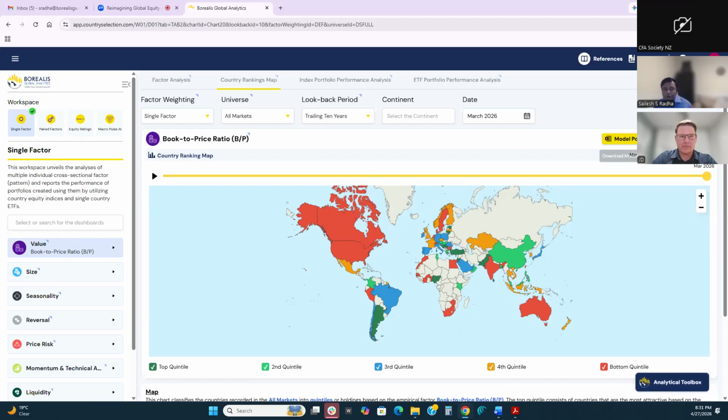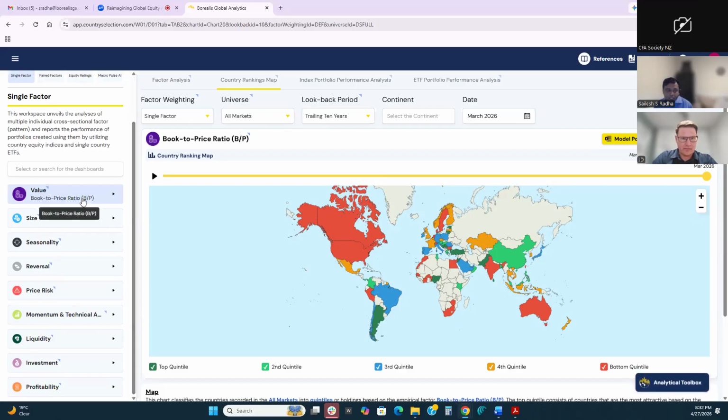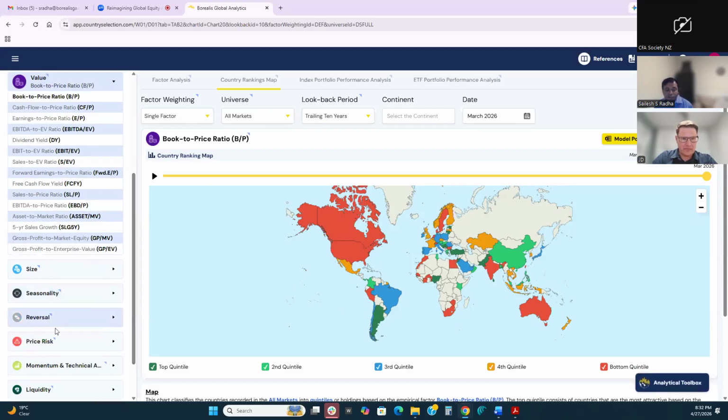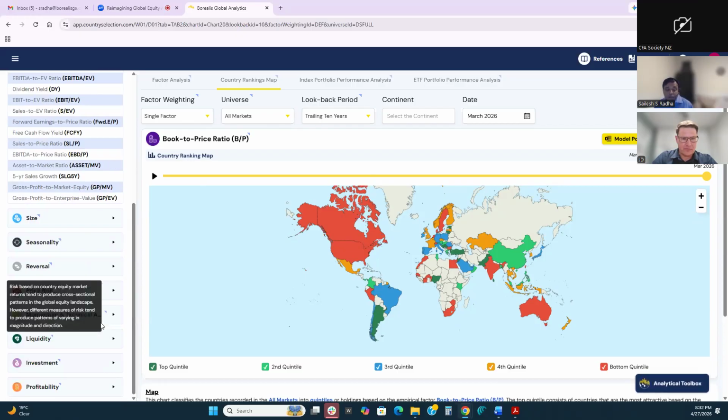So we called out about 120 single factors. You can see on the left: value factors, size, seasonality, reversal, price risk, momentum, liquidity, investment, profitability. We compiled about 120 factors. And one of the challenges that I discussed in the presentation was that people don't discuss combining factors. We also have a platform to combine factors, so roughly we've got about 7,000 odd factors, single and combined.